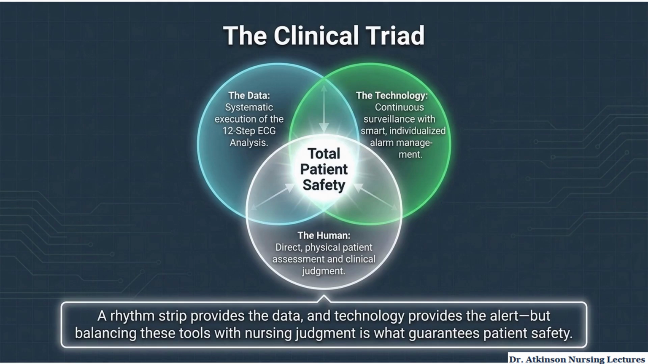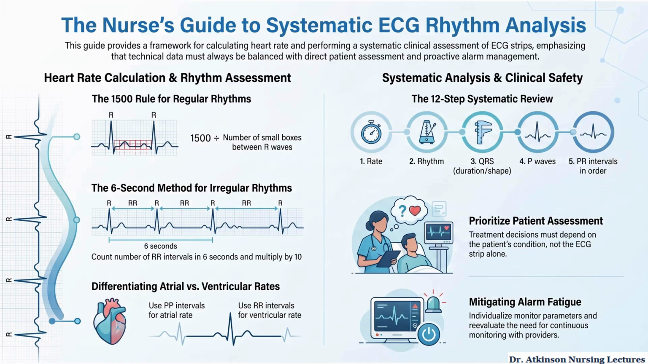Patient safety rests on 3 things: systematic 12-step ECG analysis, continuous smart alarm technology, and your direct clinical judgment. Balance all 3, and you protect your patient. In summary, calculate rate with the 1,500 rule or the 6-second method. Use PP and RR intervals to separate atrial from ventricular rates and run the 12-step systematic review, always prioritizing patient assessment and mitigating alarm fatigue.